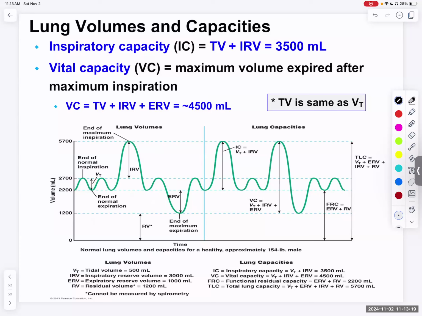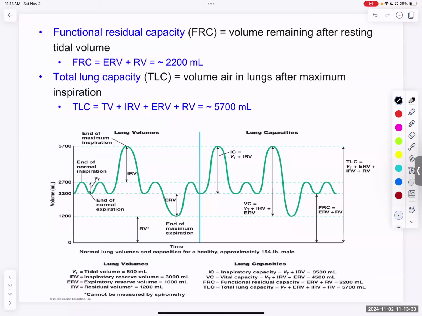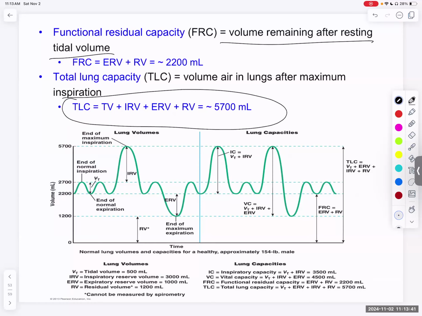Inspiratory capacity, how much you can bring in. Vital capacity, how much you can bring in and how much you can exhale. This is the amount of air you have to work with for gas exchange or respiration. Residual volume is remaining, but you can't use it for gas exchange. Total lung capacity, you bring in that residual volume.